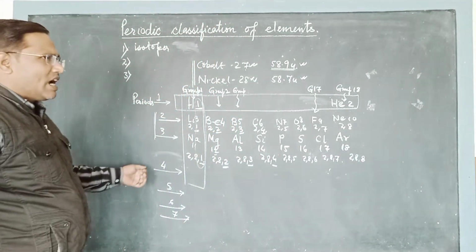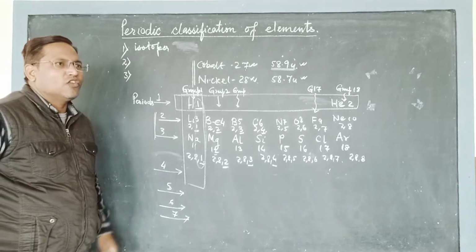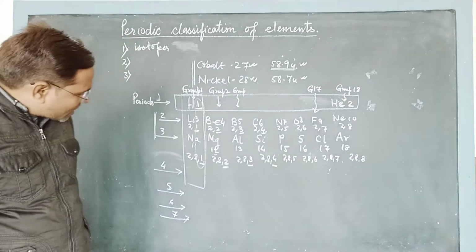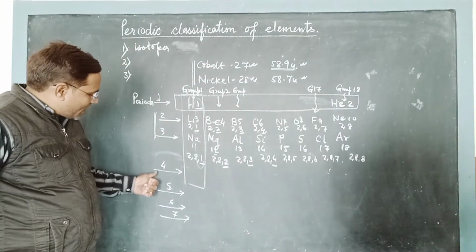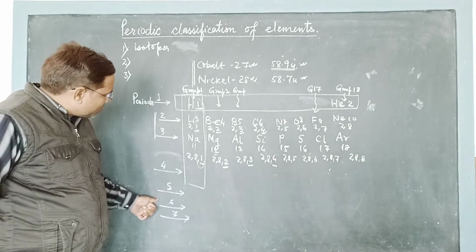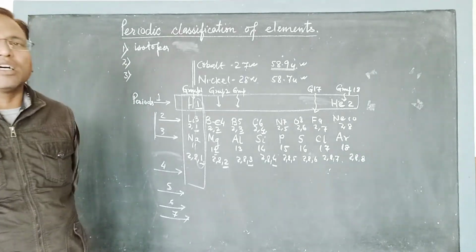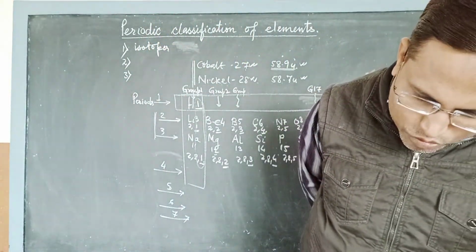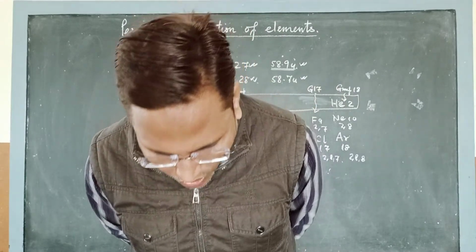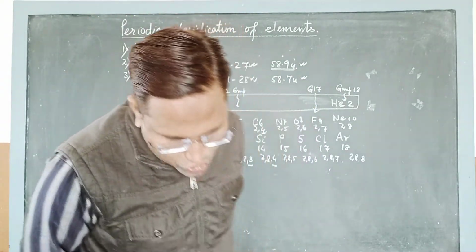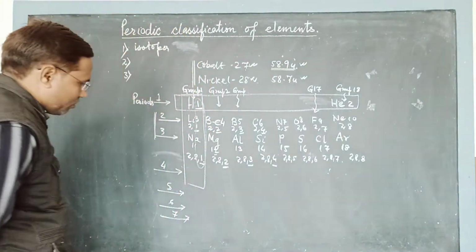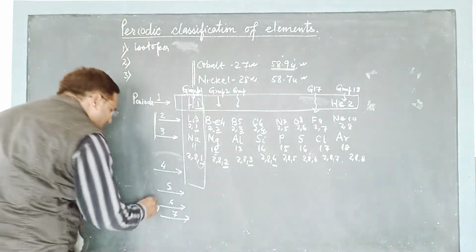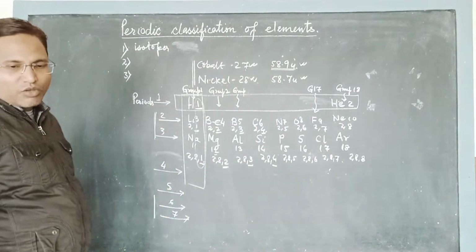Periods number 4 and 5, we call them the long periods. And the last ones, 6 and 7, we can call them the incomplete ones. See, in your book they have also given it this way: the first period is very short, the second one is short, the third one is also short, the fourth one is long, the fifth one is also long, and the sixth and seventh they have called very long. So that way is also correct.